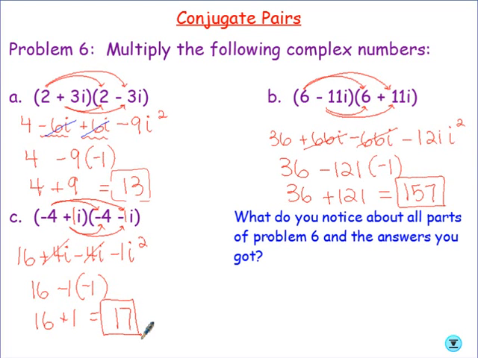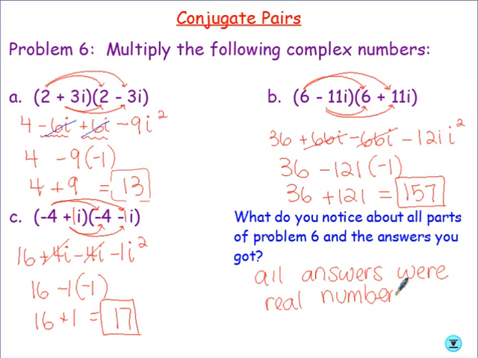So what did you notice about all three parts here? What did you notice about all of their answers? The correct answer should be that all answers were real numbers. In other words, there is no i's left. That's not a coincidence. These problems are what we call conjugate pairs.